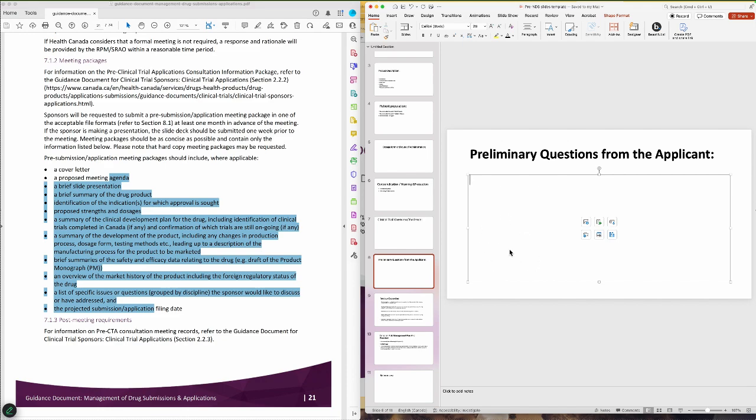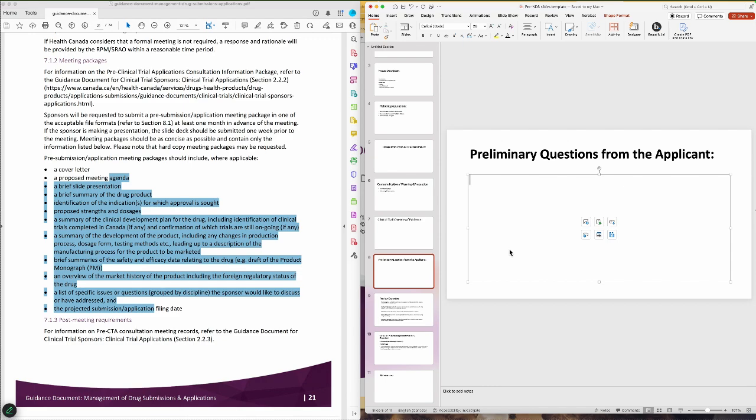So we write down all of the questions that we have in this slide. And then this slide allows us, the company, to talk about the drug and to ask about any potential question that Health Canada may have in order to review our new drug submission and allow us to go to the market.